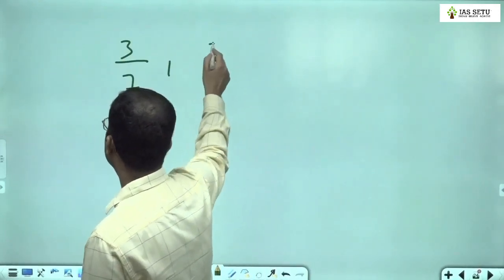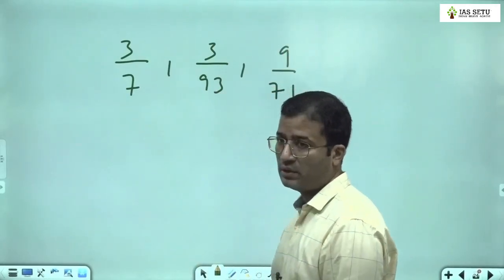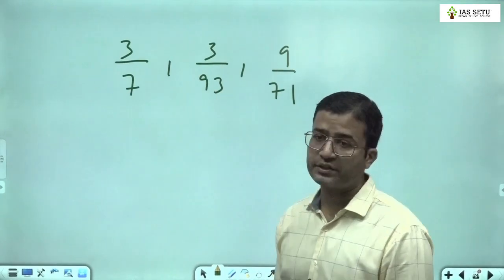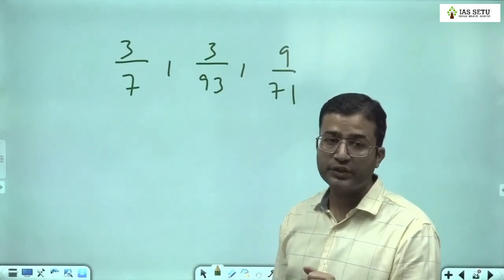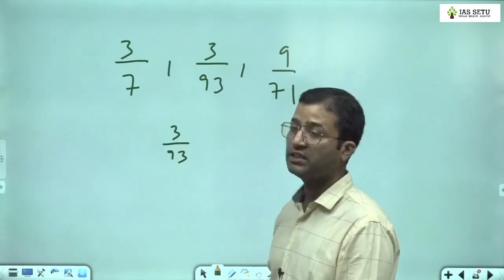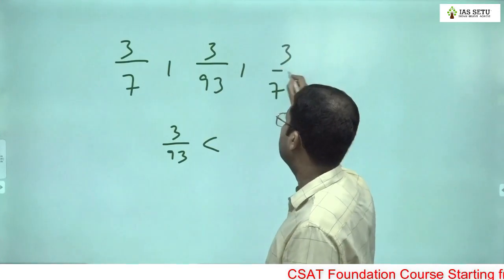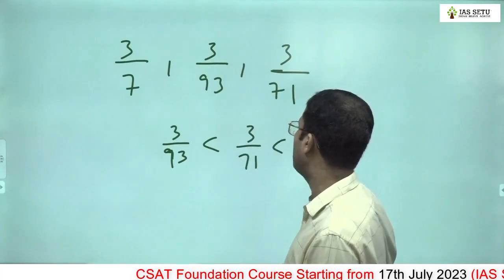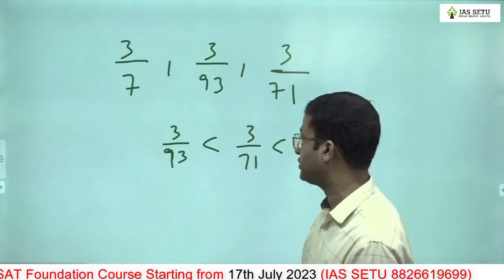3 by 7, 3 by 93, 3 by 71. If your mind says in a hurry that 3 by 93 is larger, then you tell your mind 93 is the denominator, which is like a loan. So 3 by 93 is the smallest, smaller than, sorry, 3 by 71. 3 by 93 is smaller than 3 by 71, smaller than 3 by 7. 3 by 7 is the largest fraction out of the given fractions.